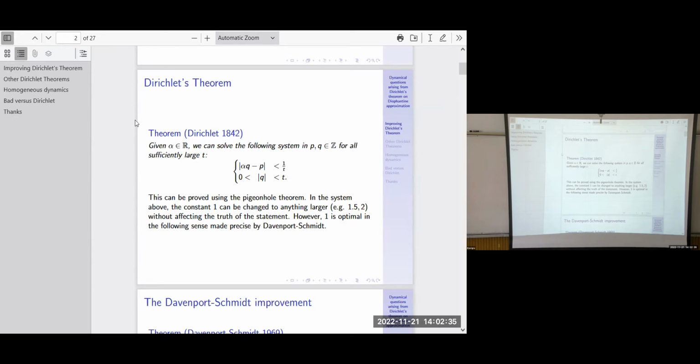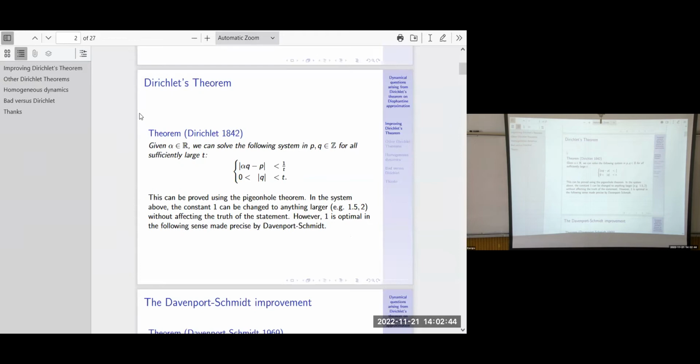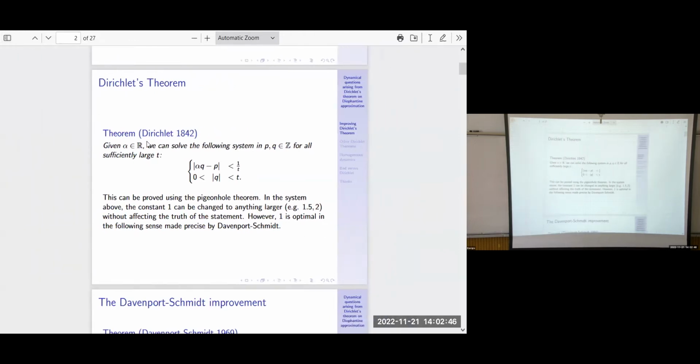Is there any way I can see one slide at a time, or full screen? Yes, in full screen, I think. Maybe you can move the sidebar along. If you can close the sidebar, that could help. Okay, maybe it's fine.